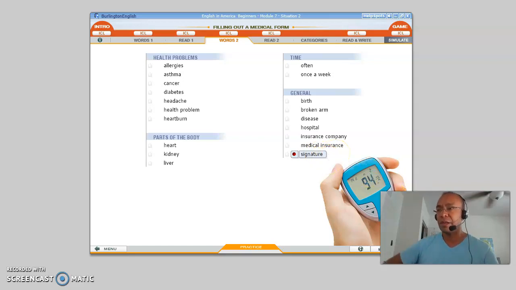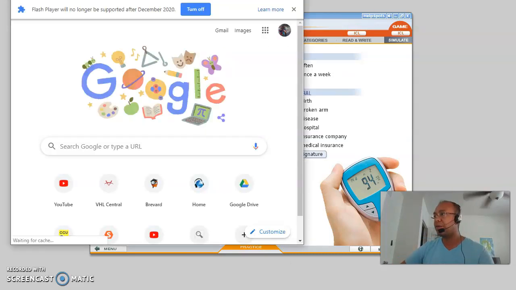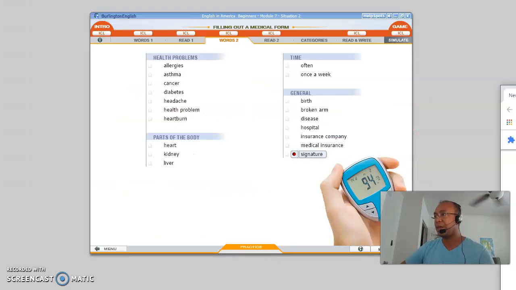So this is the vocabulary we are going to utilize. We're going to do a little bit of practice with these words. Some of you are familiar with them, so for those of you who are not, I'm going to use a little bit of Google help. Let's go over allergies.